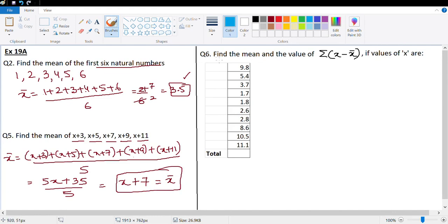The next one is question number 6. It says if different values are given here, find the mean and the value of the summation of x minus x bar. So let's first calculate the mean. For that, we will have to add them up. I've already put it in table form, so let's add it.